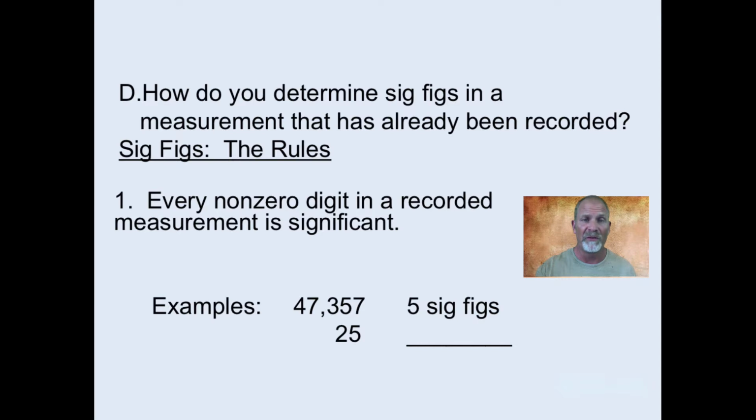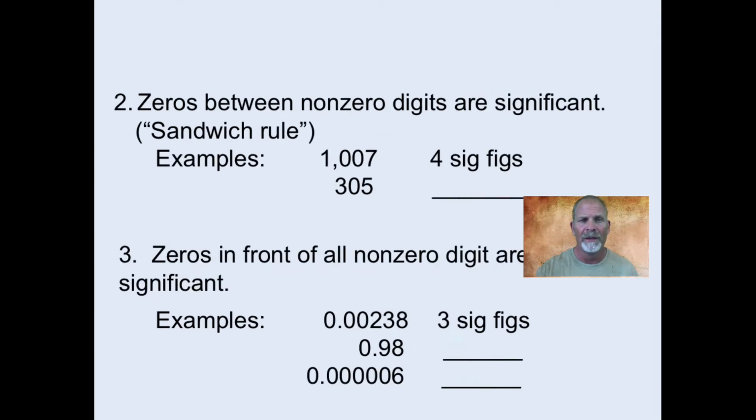If I gave you 25, you have 2 digits, and the other one's 0, so you can actually make the assumption that you have 2 sig figs. The next step now is going to focus on the zeros. Really, the zeros become the major character here as we're going through this. So the first one is the sandwich rule. My zeros get sandwiched between 2 non-zero digits.